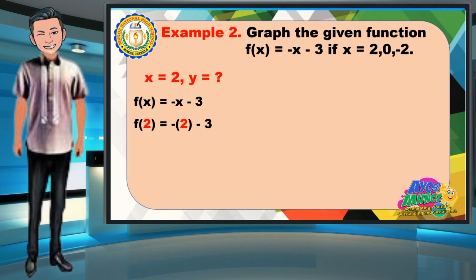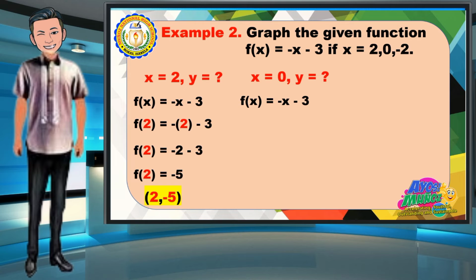We have f of 2 equals negative 2 minus 3. And negative 2 minus 3 equals negative 5. So the value of f of 2 equals negative 5. We have the given point, or coordinate, 2 for the value of x and negative 5 for the value of y. Okay, how about the value of x equals 0?